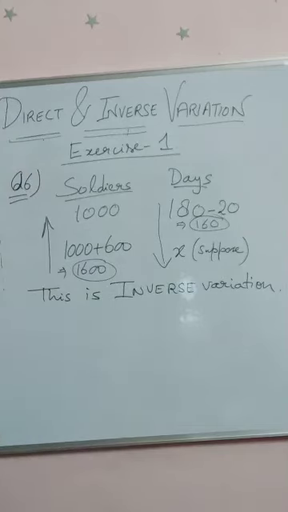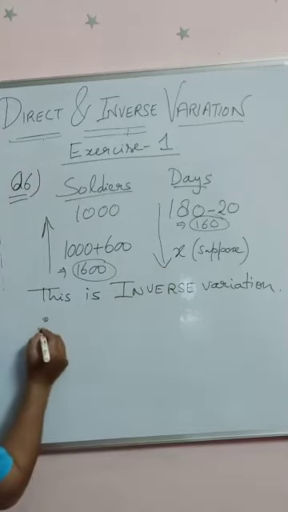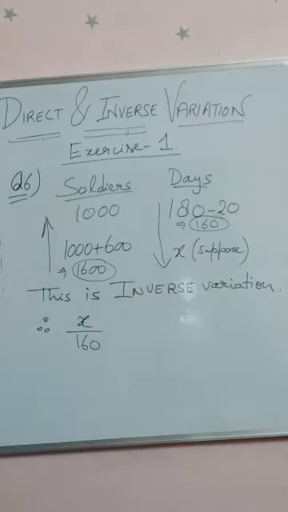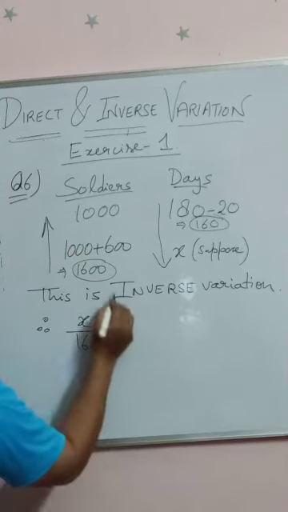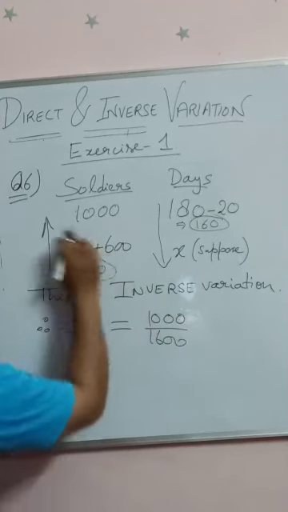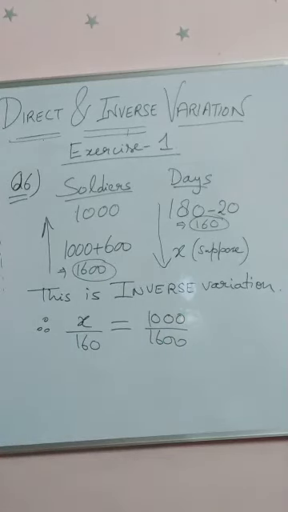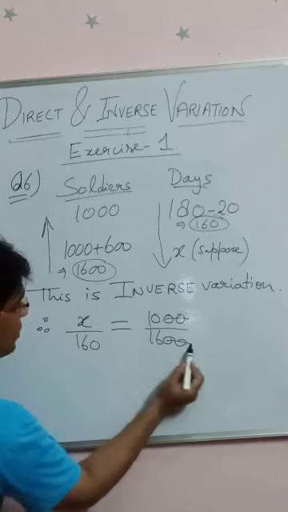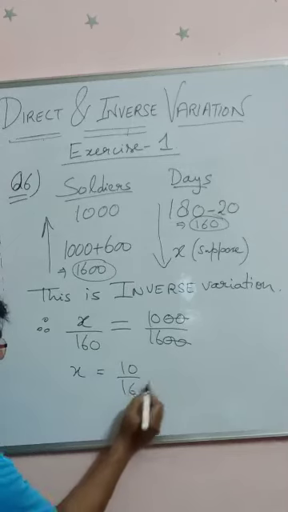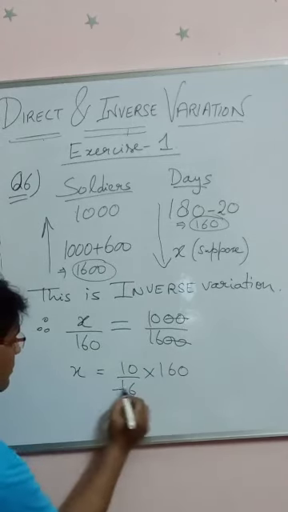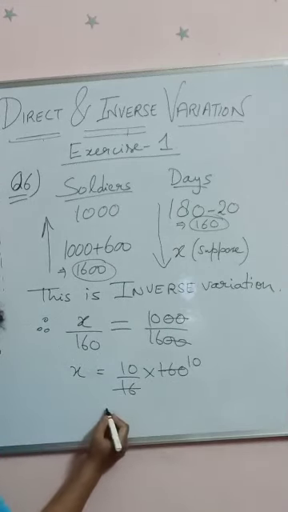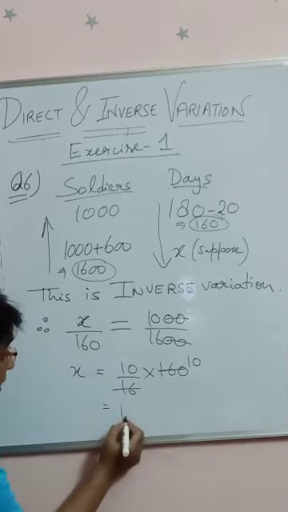Now framing the equation. Starting from the unknown side, therefore, x upon 160. Why 160? Because 20 days are already over. And here, it will be equal to 1000 upon 1600. Why so? Arrowhead is the numerator, tail is the denominator. Cancelling wherever possible. So here directly two zeros can be cancelled. So x will be equal to 10 upon 16 into 160. 16 into 10 is 160. So 10 into 10 is 100.